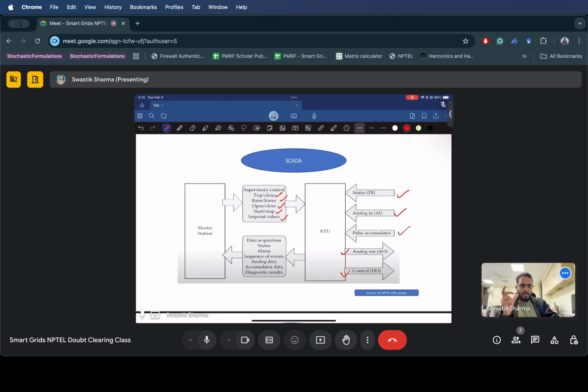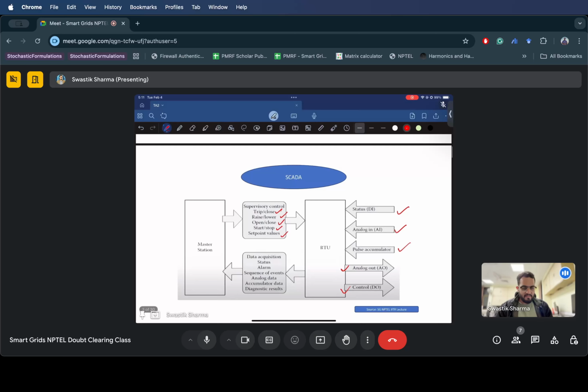Over there, we were discussing PMUs and SCADAs and RTUs, right? So PMUs sample your signals and send them to you by controlling the resolution of the data. When I say resolution, let's say if I want to do transient analysis of my system, right?